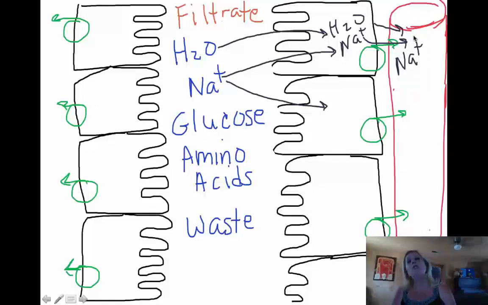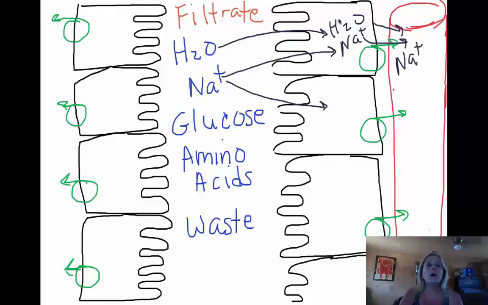Now, if we just look at sodium and water before we go back and look at glucose and amino acids, by the time the filtrate moves through the proximal convoluted tubule, 75% of all the sodium and 75% of all the water that was originally filtered out of the blood is going to be reabsorbed back into the bloodstream.